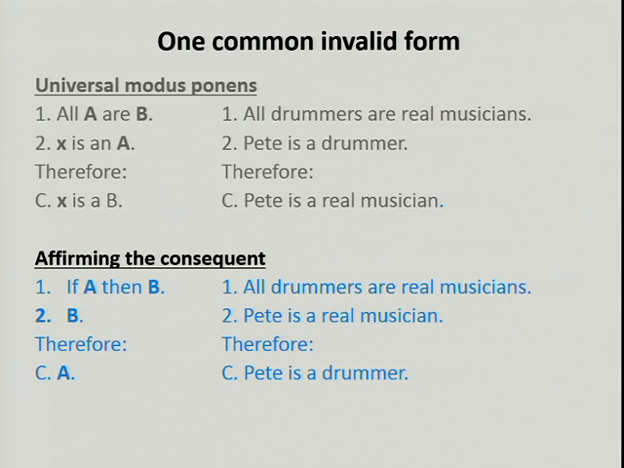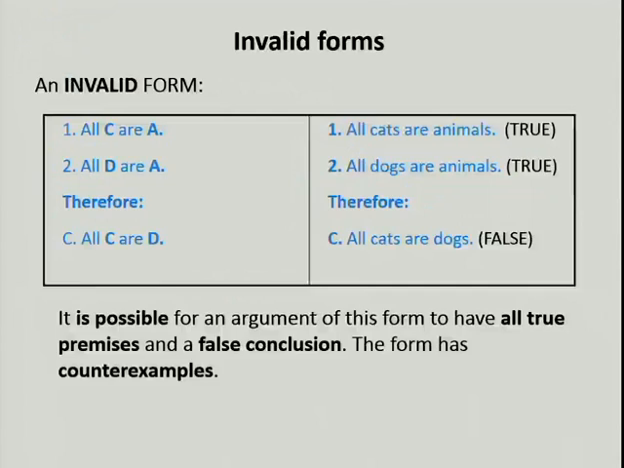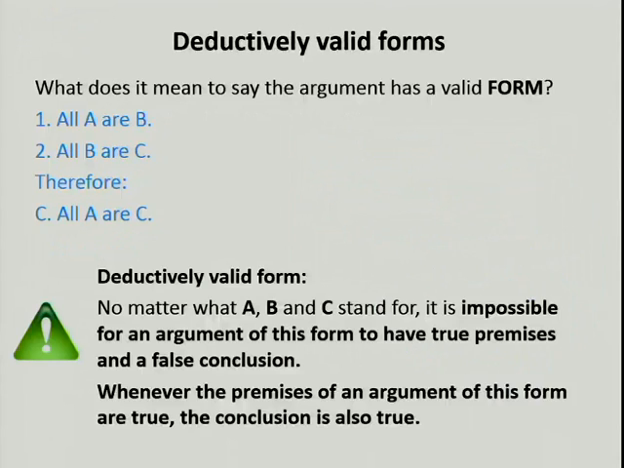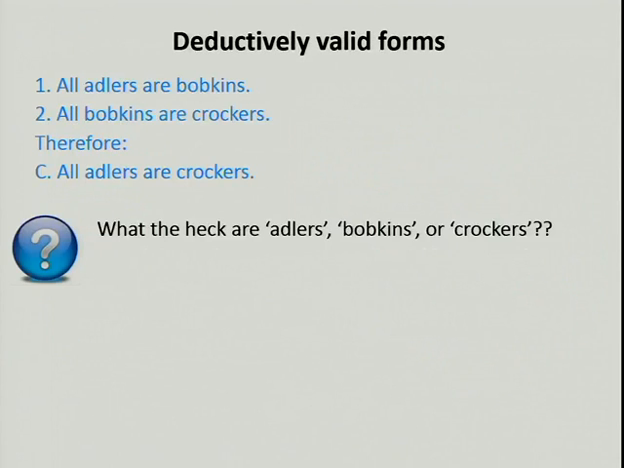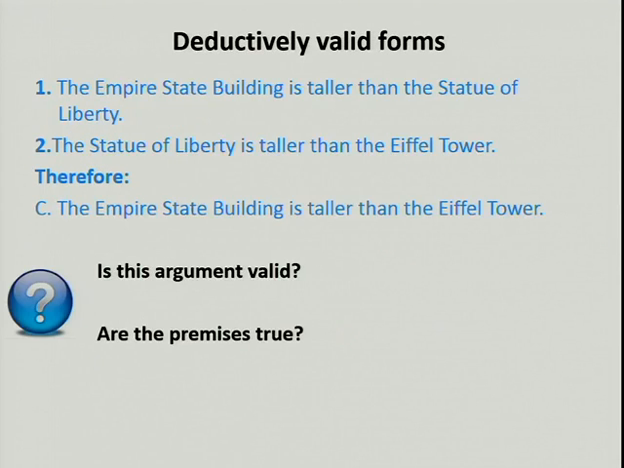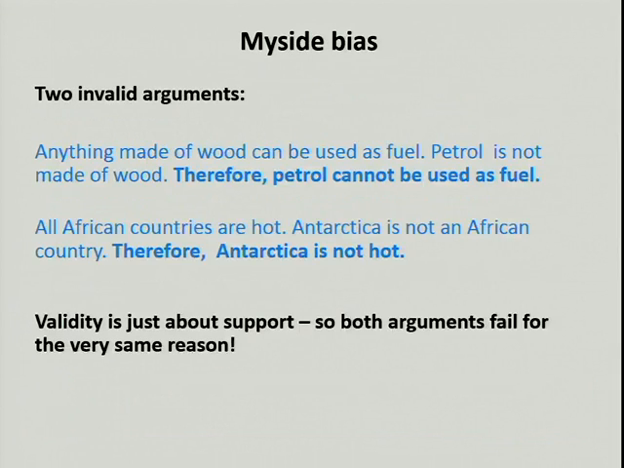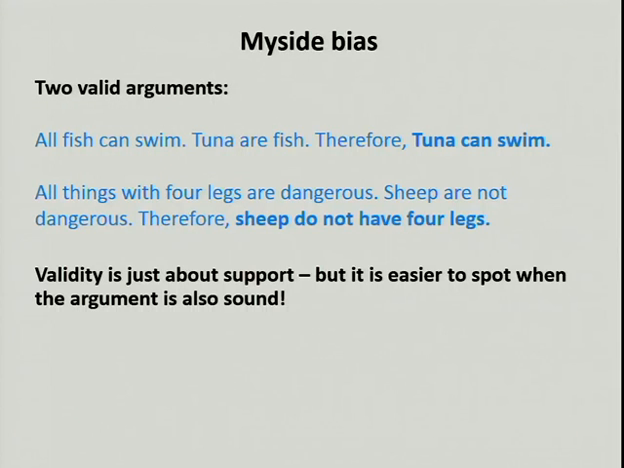Yeah? How does that work with the sheep argument from before? The sheep argument from before. Can you repeat that for me? Things with four legs are dangerous. Sheep are not dangerous, therefore do not have four legs. Where did I have that? Let me pull that up. Okay.